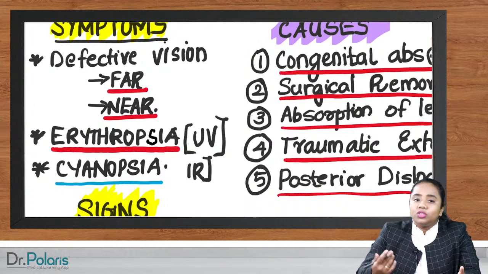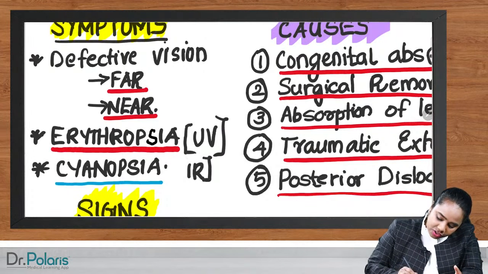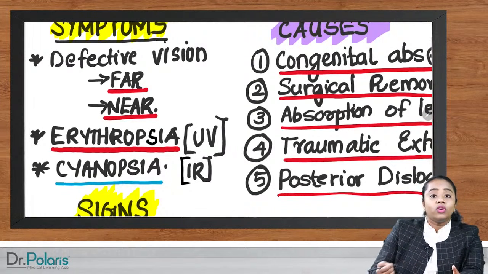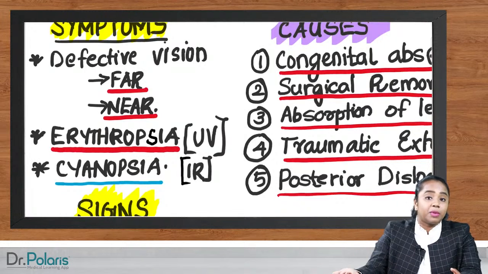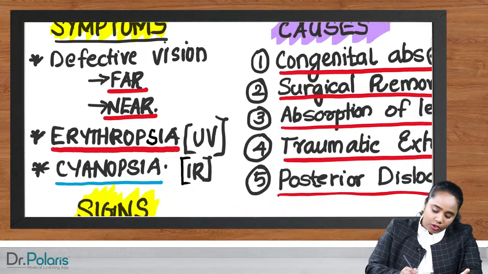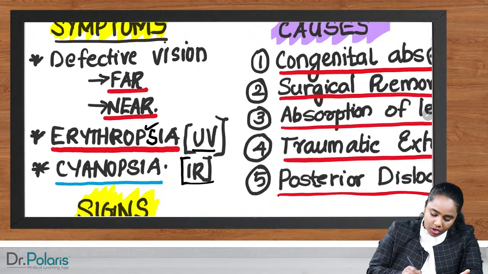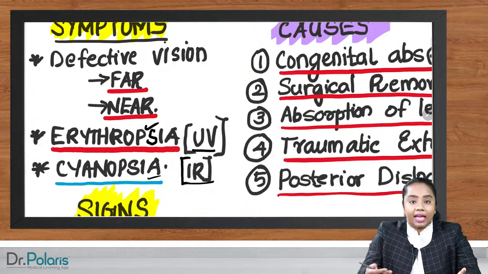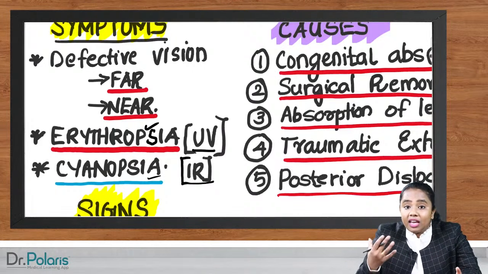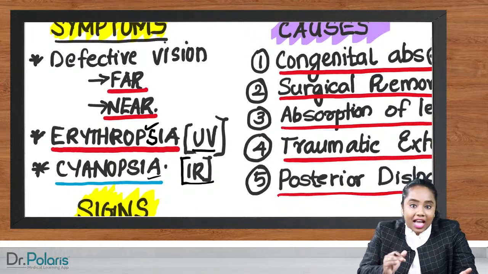What is the reason? Because of the absence of the lens in the pupillary area, there is increased entry of ultraviolet rays as well as infrared rays into the eyes. When more infrared as well as ultraviolet rays are entering the eyes, the patient can see these blue as well as red color images. So, UV rays are related to erythropsia and infrared rays are related to synopsia. Because of the greater entry of these rays into the eyes, the patient can feel seeing blue and red colored images. That is called erythropsia and synopsia.